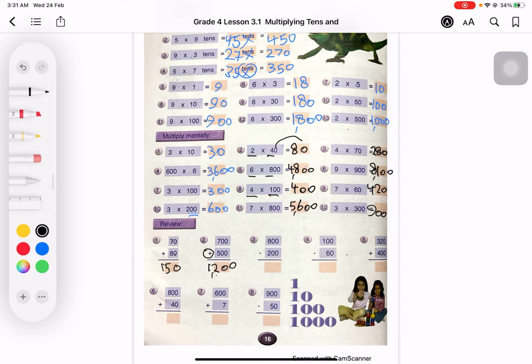If I have 800 minus 200, 8 minus 2 is 6, and drop the 2 zeros. Now, if I have 100 minus 60, it is as if it is 10 minus 6. 10 minus 6, it's 4, and drop the 0. The last question, it's not clear for you. It is 320 minus 400. Drop the 0 for the ones, drop the 2 for the tens, then 3 plus 4, the answer is 7.